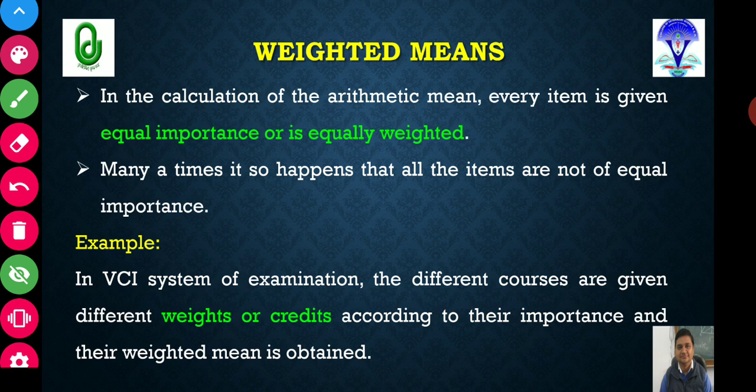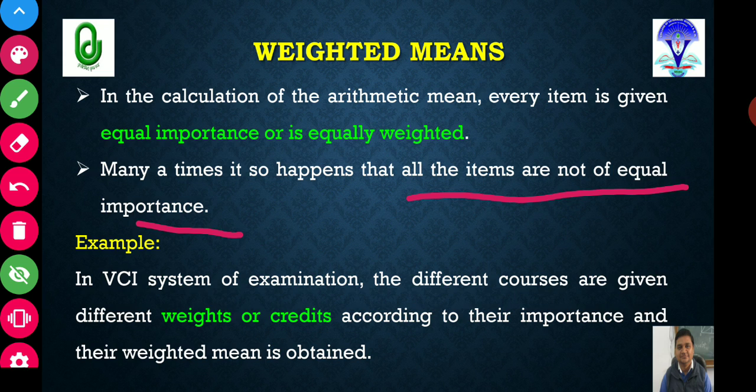But many times in natural conditions, different values will have different weights. In that case you cannot simply apply the arithmetic mean. There you will have to apply the weighted mean. Many times it so happens that all the items are not of equal importance. Example, you take a simple example.